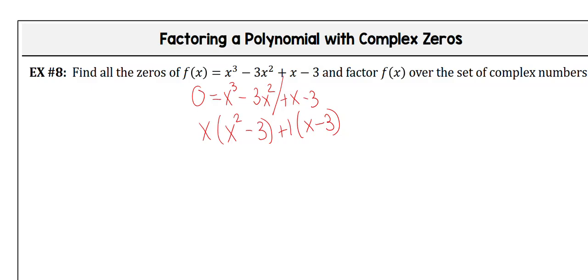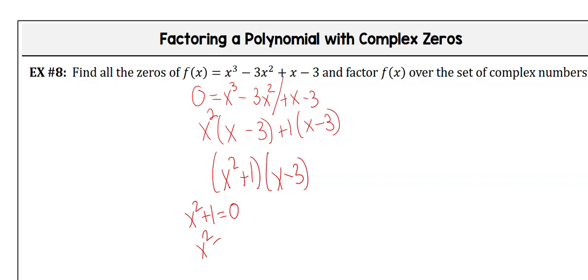Sorry, I'm going to back up. I should take out an x squared right there. And then I regroup: x squared plus 1 and then x minus 3. When I take the x squared plus 1 and solve for it, I get x squared equals negative 1. So x equals plus or minus the square root of negative 1, which is plus or minus i. And then this would be x equals 3.